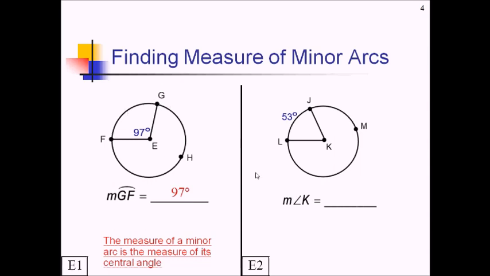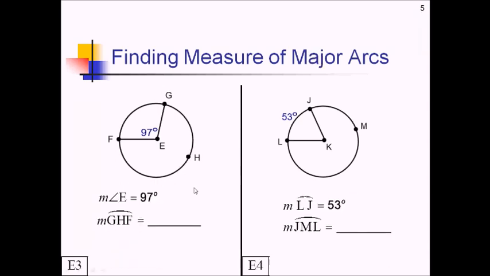It also works in reverse. If I have a minor arc and I want to find the measure of the central angle that goes with that, again, they are just one and the same. So we could say the measure of angle K in here is also 53 degrees for this diagram.